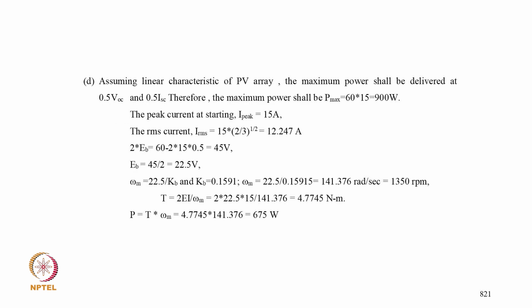Now, assuming the linear characteristic of the PV array, the maximum power shall be delivered at 0.5 VOC and 0.5 ISC. Therefore, the maximum power shall be 1,800 watt. The peak current at this condition is IP equal to 15 ampere.